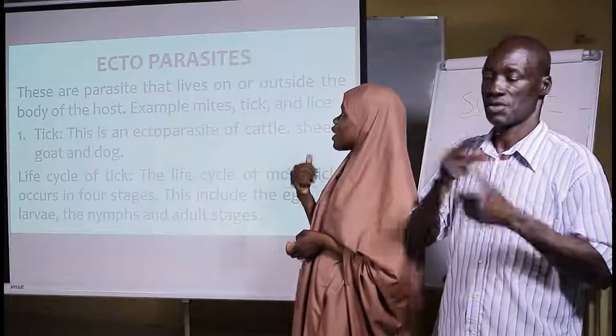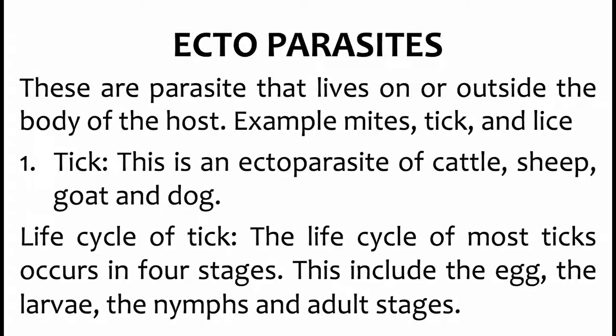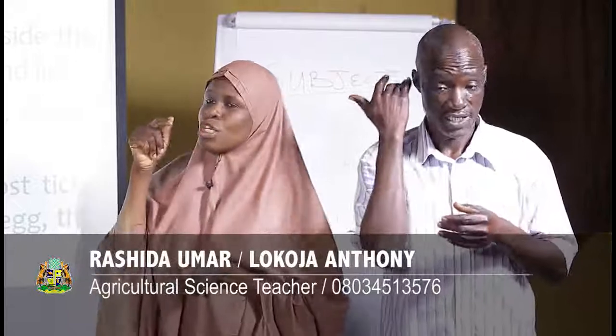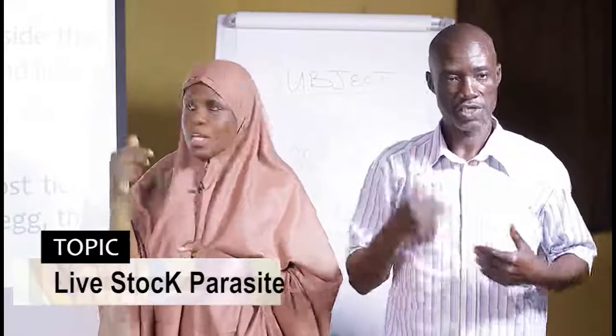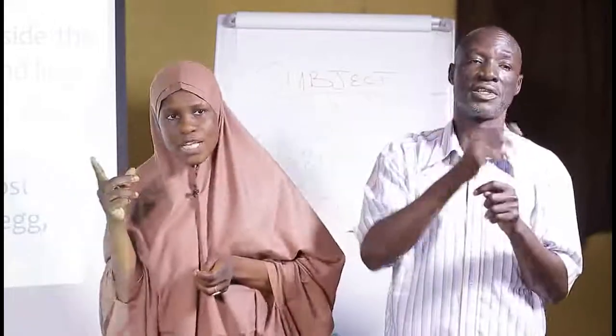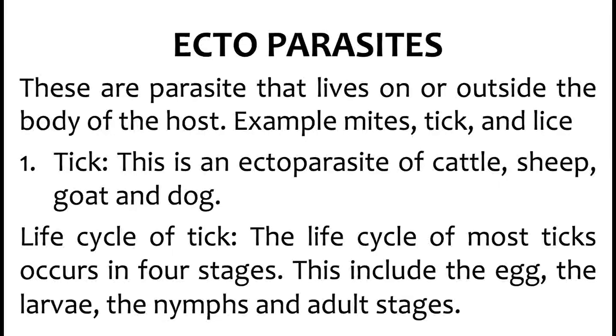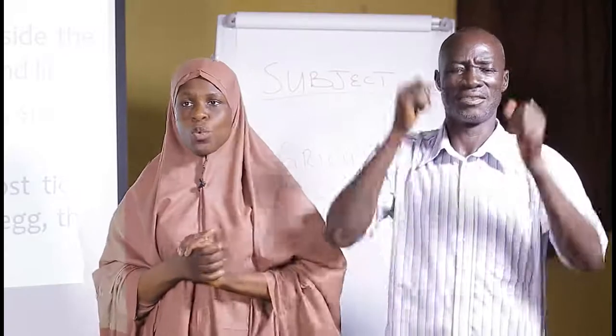Now we have seen the endoparasites. Now we are going to look at the ectoparasites. These ectoparasites are parasites that live outside the body of the host. The previous ones were endoparasites, which live inside the body of the animal. Now this one is ectoparasite, where the parasite lives on the outside of the body of the animal. Examples include mites, ticks, lice, etc., which we are going to take one after the other.